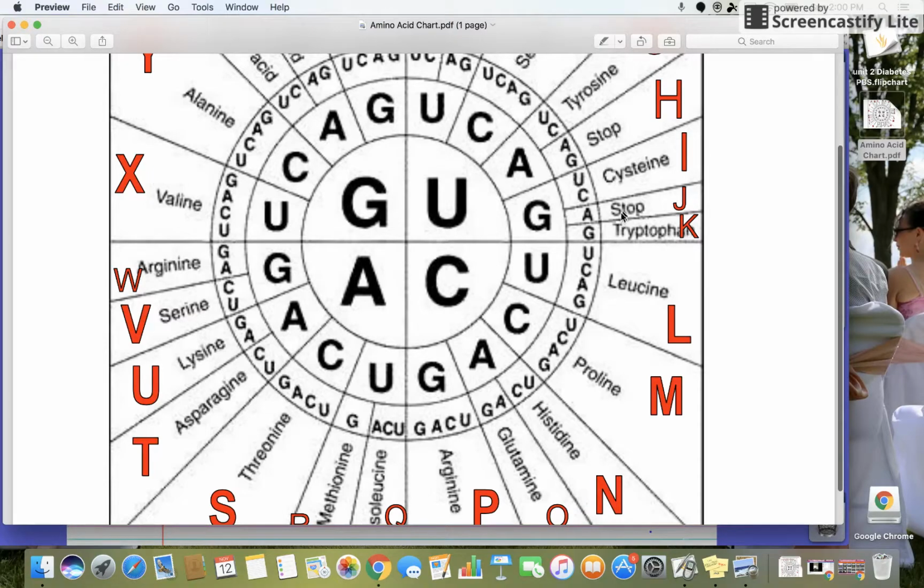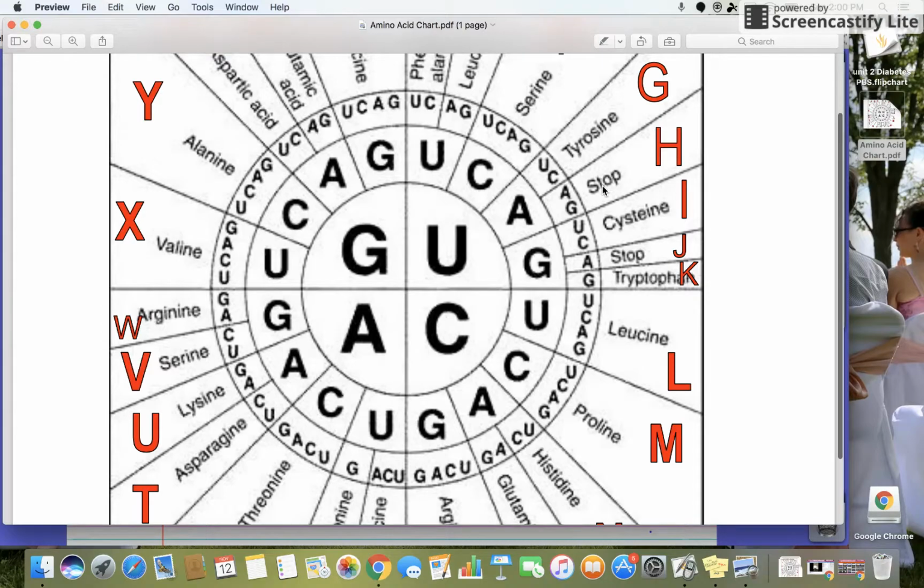I would keep going until, technically, as we'd be starting with the start codon AUG, I'd hit a stop. You'll see there's a stop codon here. UGA is a stop codon. UAA is a stop codon. And UAG is a stop codon.